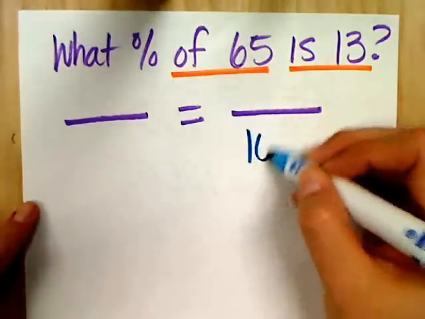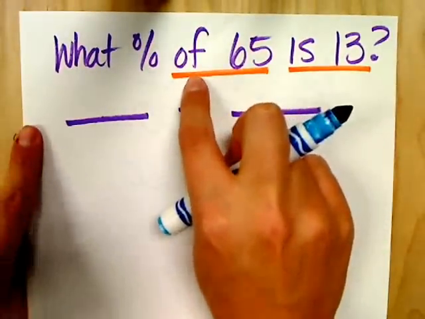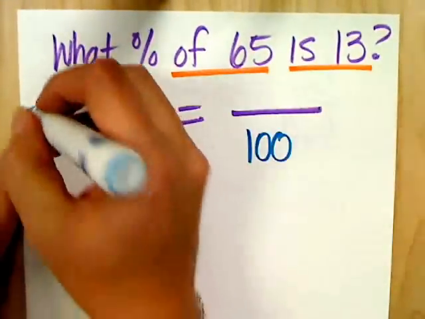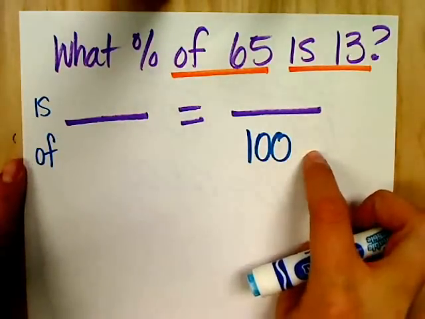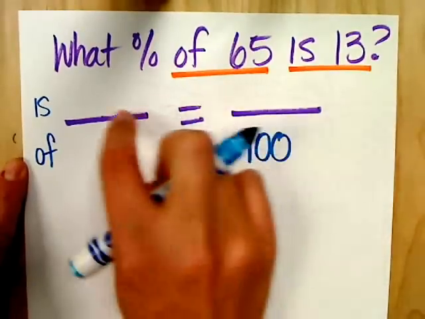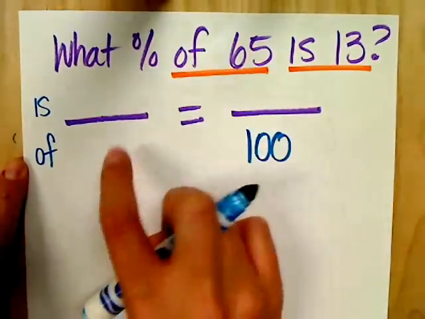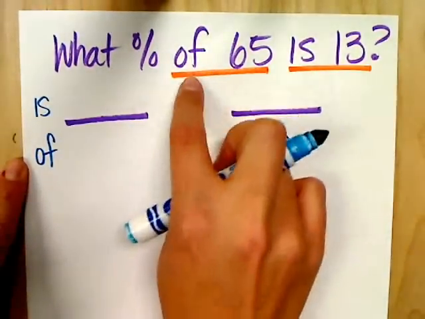Okay, so going back to my proportion, what number belongs here on the right, bottom corner? 100. Always 100. Now let's look over here. It says of 65. And remember, it's is over of equals percent over 100. So of 65, does that belong on the top here, or the bottom? The bottom, because it's of.